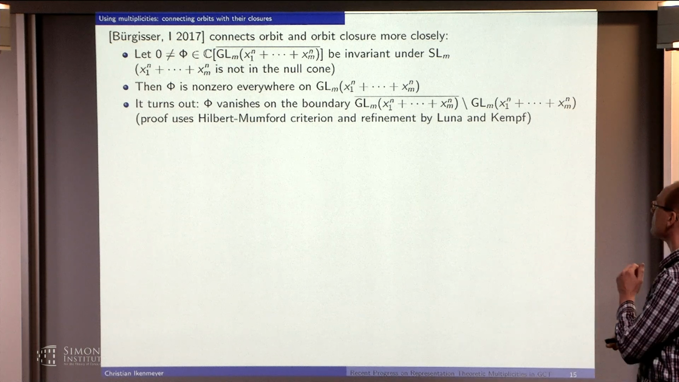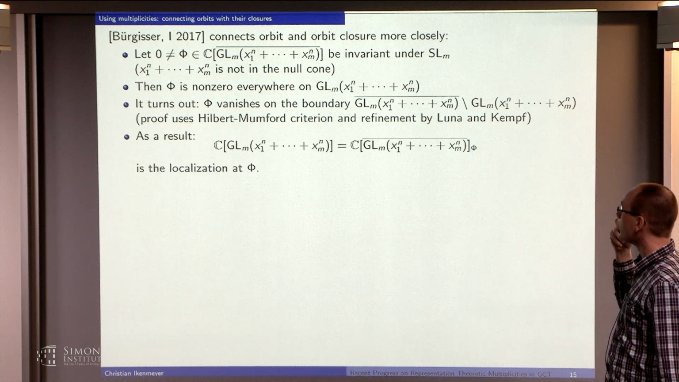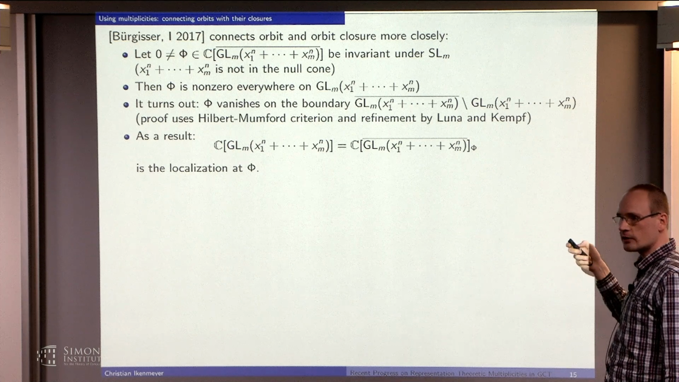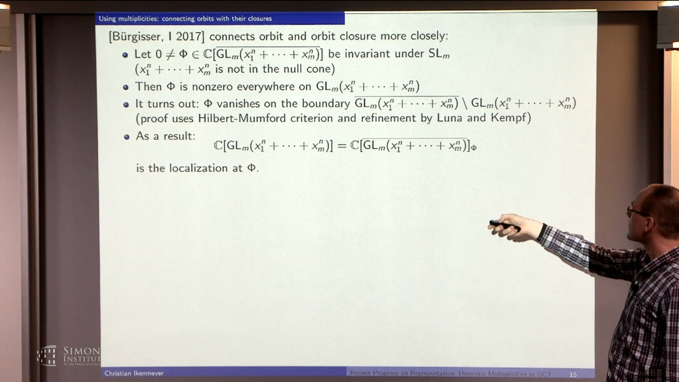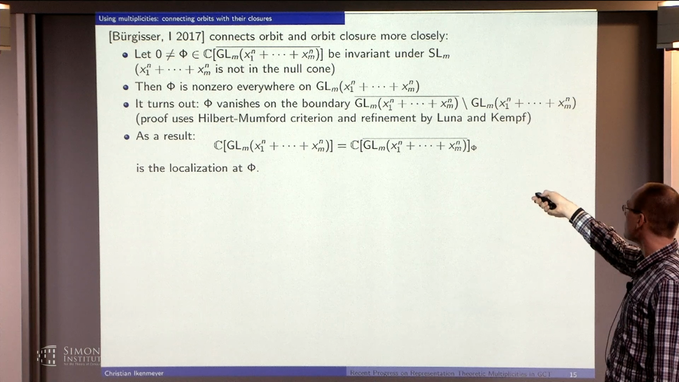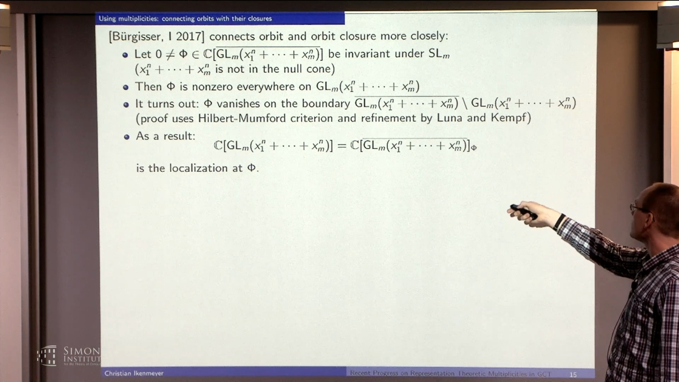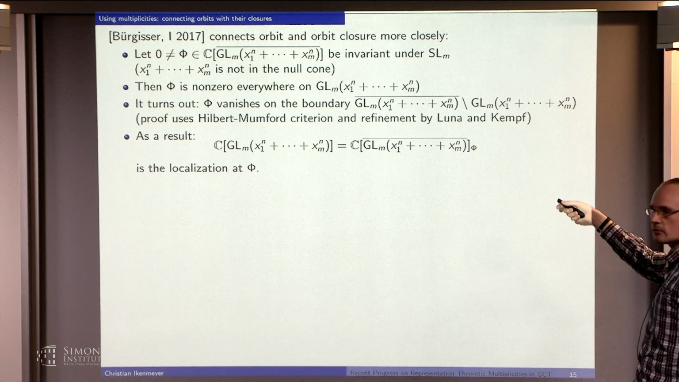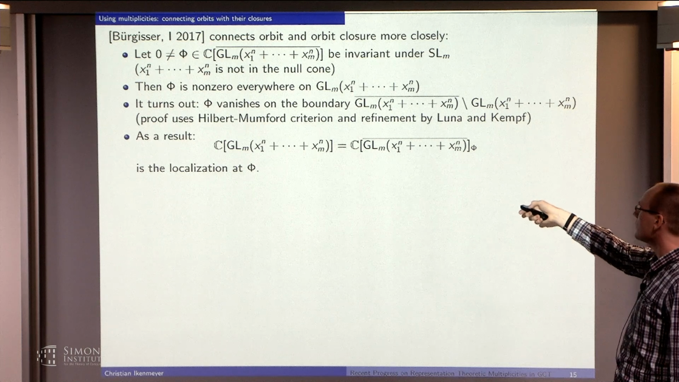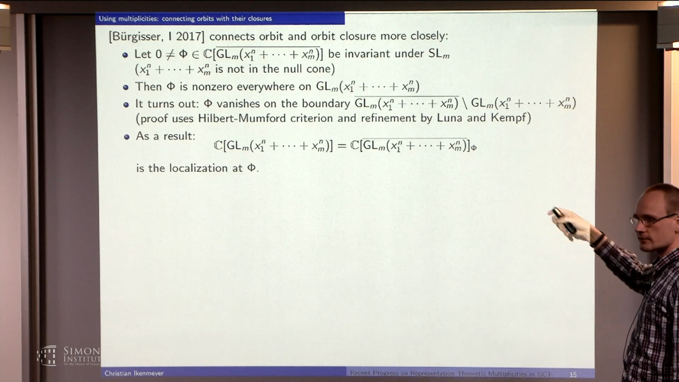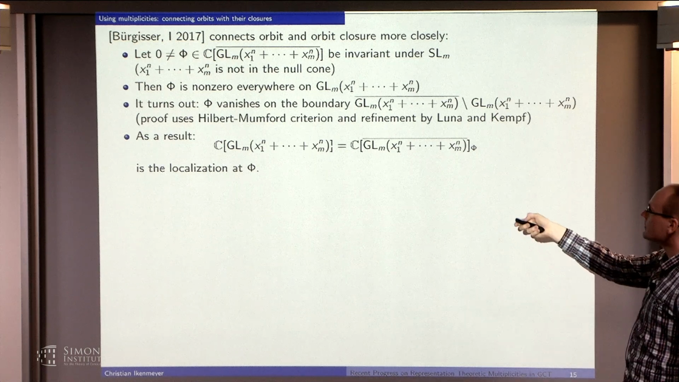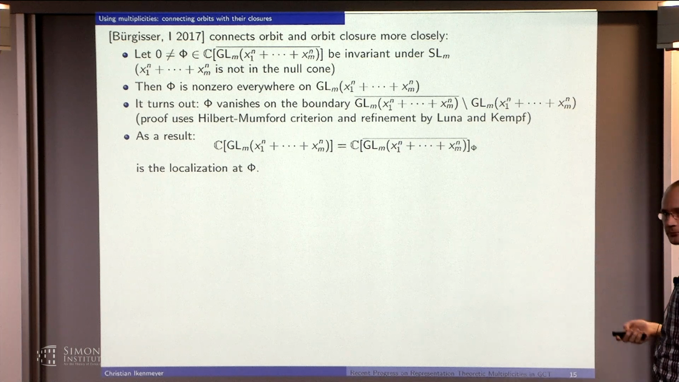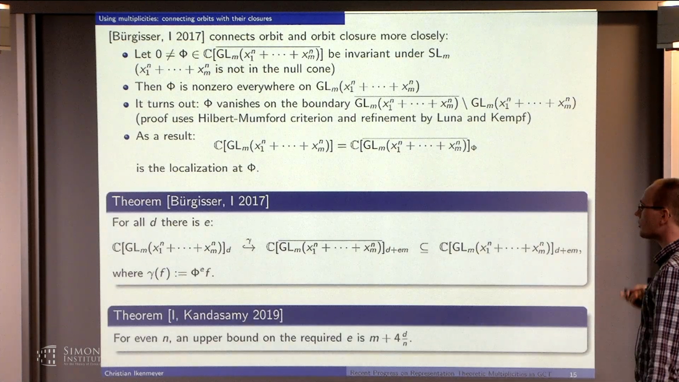The proof uses the Hilbert-Mumford criterion, and as a result, we get that these two rings are much more closely related than on the previous slide. This ring is actually just a localization of that ring. What does that mean? You take this invariant and this ring, and you are allowed to divide by arbitrary powers of this invariant, and you will end up with this ring here. Remember, these were all rational functions, but actually the denominators are all just powers of phi. And this connects it very closely.